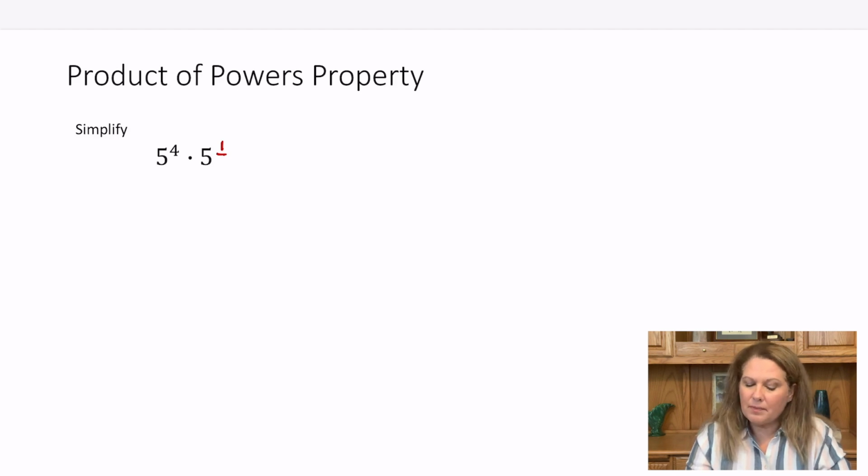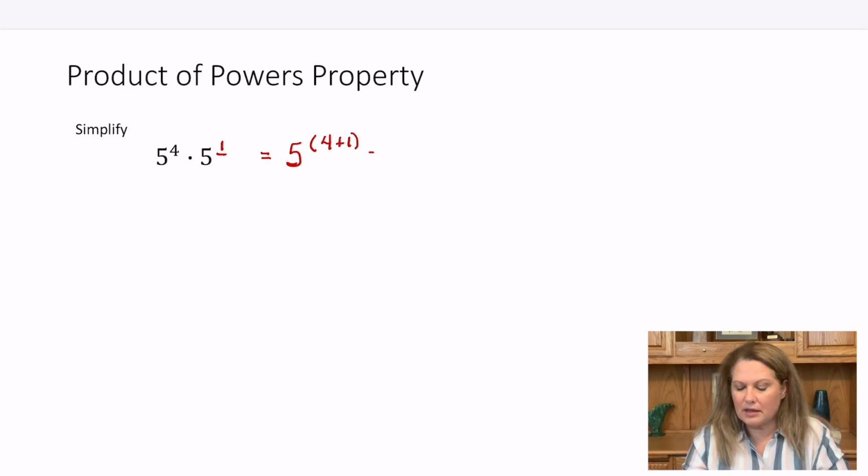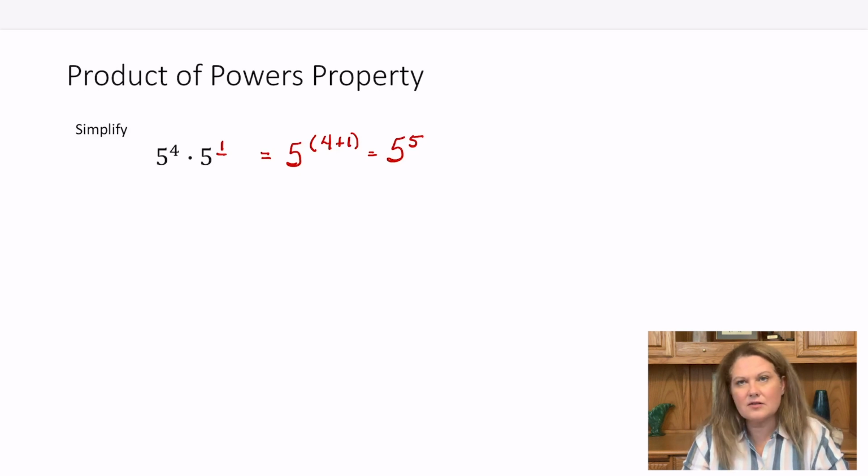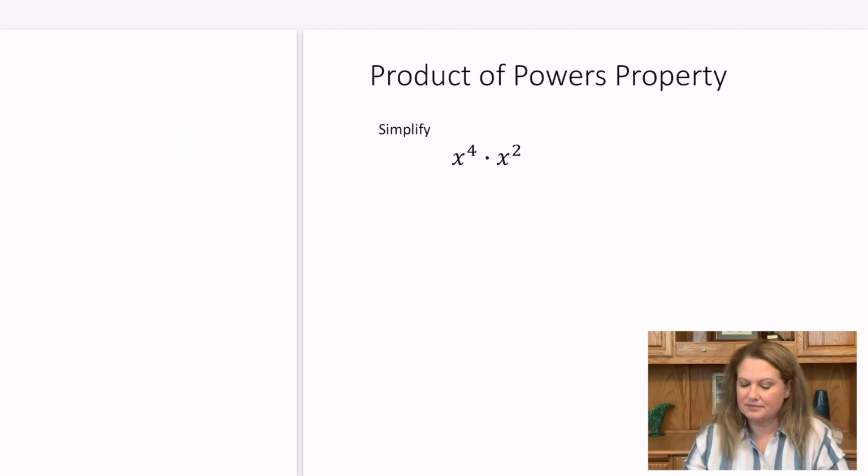So remember our product of powers property says all we have to do is keep the base and add our exponents. I hope you added 4 plus 1. That equals 5. So our simplification of our expression is 5 to the 5th power. It's not as hard as it seems once you get the trick.